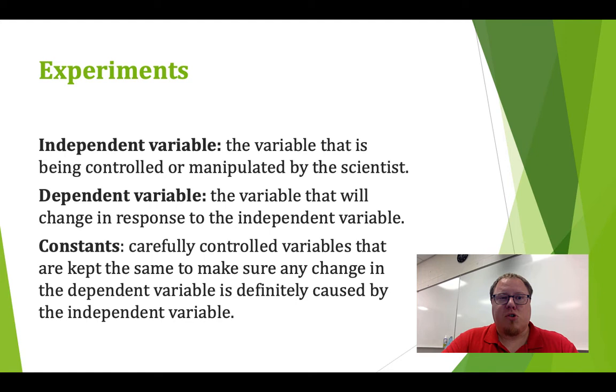We have what's called an independent variable. Okay, that is the variable that is being controlled or manipulated by the scientist, by you. All right, the dependent variable, that is the variable that is going to change in response to what the independent variable did. All right. Then you have constants. Constants are carefully controlled variables that you make sure are kept the same so that there's no change caused by those constants, so that the dependent variable is only being affected by the independent variable.